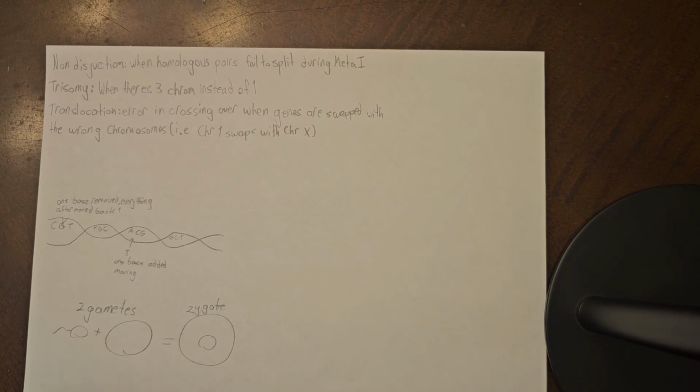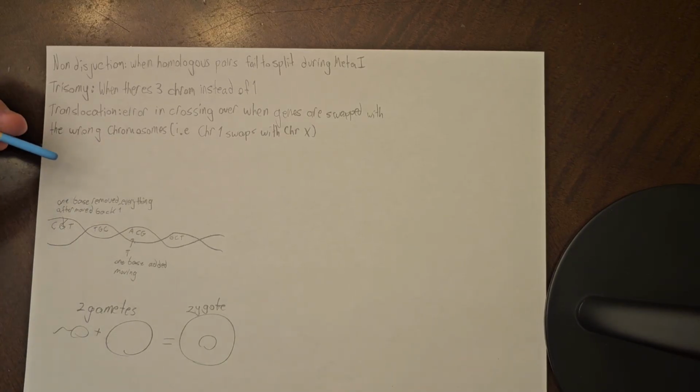Translocation is an error in crossing over when genes are swapped with the wrong chromosomes. So think like a big chromosome like chromosome 3 swapping with a really small chromosome like chromosome Y. Okay, that would not be good for the cell and any chances it has at becoming a fully functioning human.